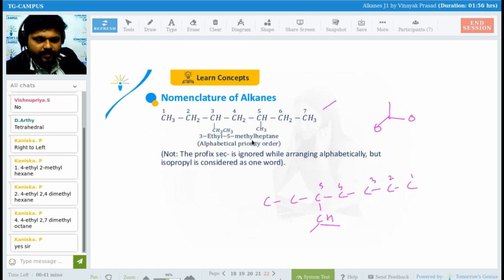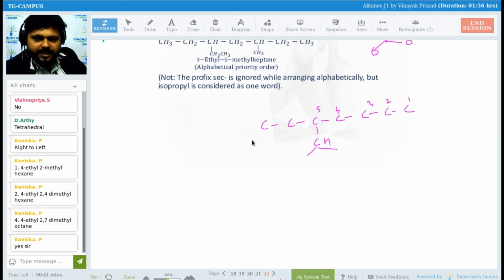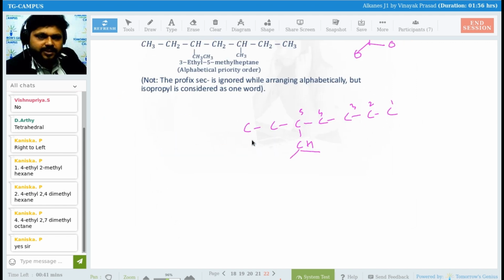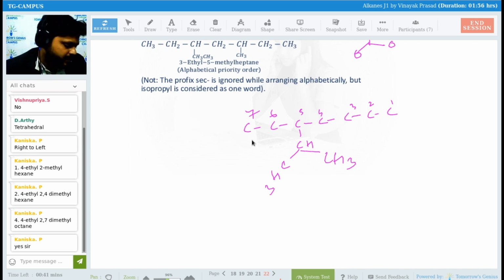Just a minute. This CH is attached with what? To another CH3 group. Is it okay? Here 6 and 7 is there. So what do you say? What will be the right answer for this question now?